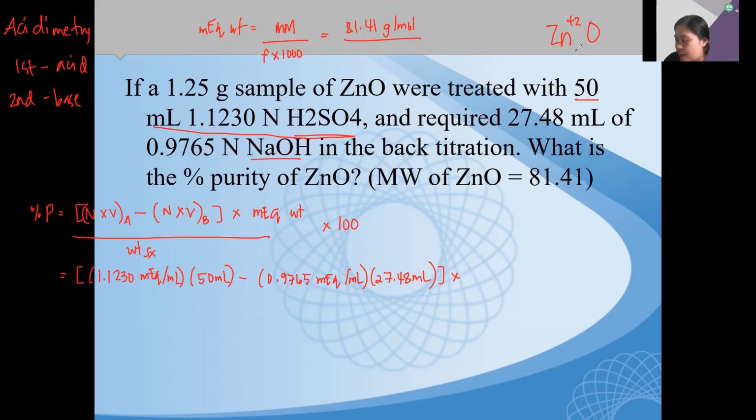And then si oxygen nasa group 6 and ang charge ng ating oxygen is negative 2. So both of them, plus 2. Kaya ang F natin ay 2 times 1,000. Our unit here is MEQ per mole. So, cancel the mole. Ano na? 81.41 divided by 2,000 is 0.040705 grams per MEQ. So, ito yung gagamitan natin here.